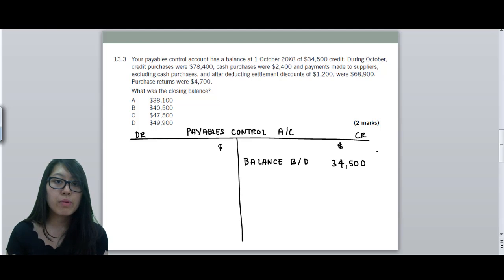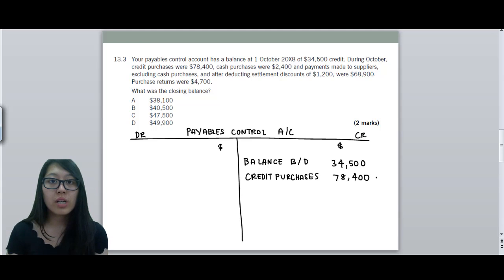During October, credit purchases were 78,400. Now let's think. Credit purchases, the double entry should be debit purchases, credit trade payables. So in this case, we are going to place it on the credit side of the trade payables like this.